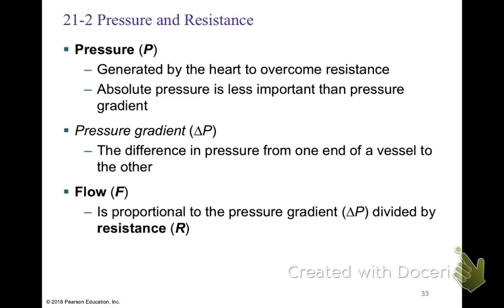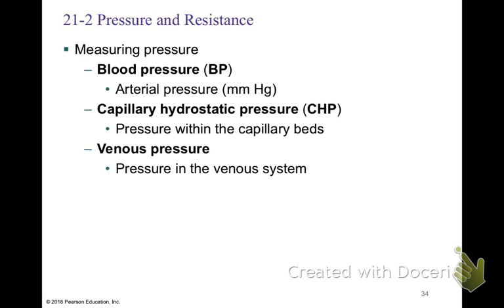So we'll talk a little bit about measuring pressure, and then we'll also talk about resistance. So when we measure pressure in the arteries, arterial blood pressure, it's measured in millimeters of mercury. So the blood pressure leaving the heart at the aorta is about 120 over 80. That's the blood pressure. And generally, when you talk about someone's blood pressure, you're talking about the systemic arterial blood pressure.